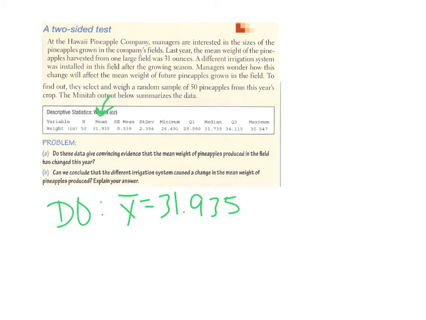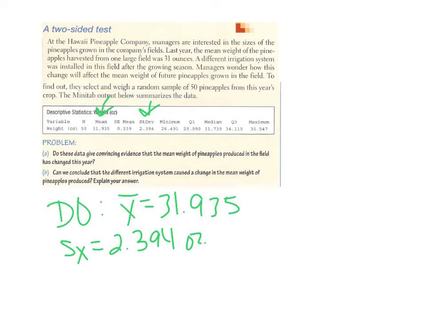I have a standard error here of 2.394 ounces. Okay, so I am going to use the standard deviation. It gave me the standard deviation for this particular sample. Sorry, I said standard error. So I'm using the standard deviation for that particular sample.